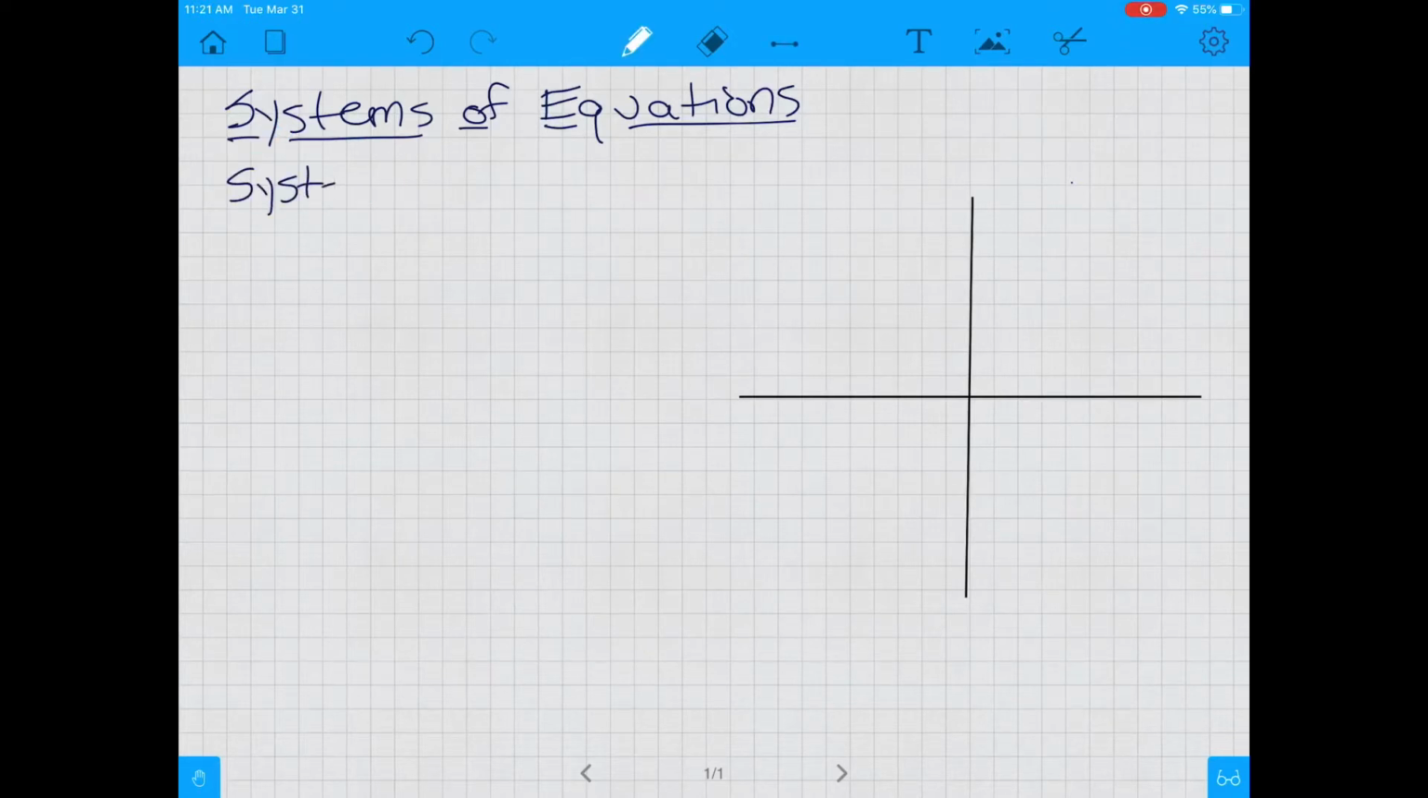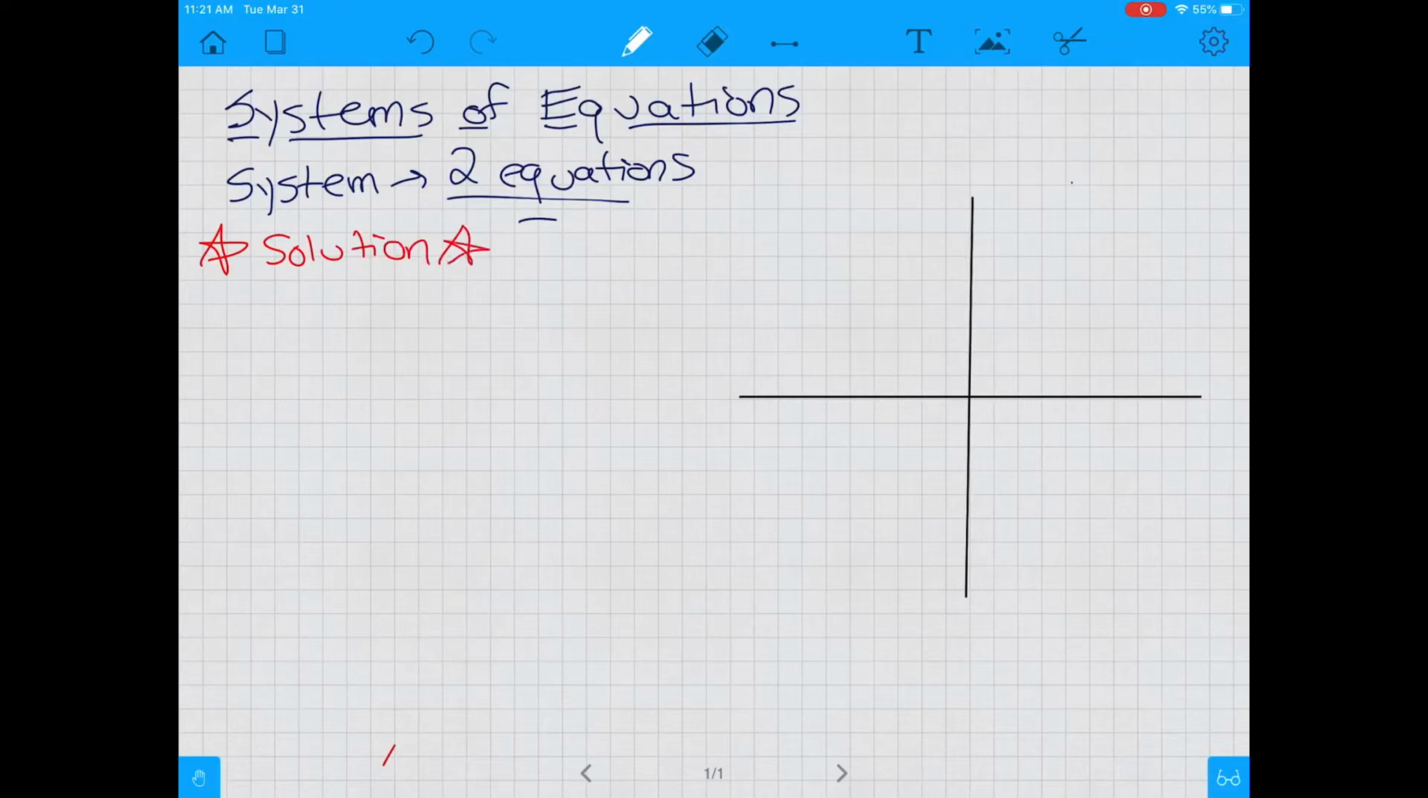A system is just when we graph, for our purposes, two equations. And the key here is what I'm looking for. The solution is the intersection. So what I'm looking for is, where do the lines intersect? There are a couple of different ways to do that. Today, specifically, we're going to talk about graphing. In order to do that, we have to come up with an example.